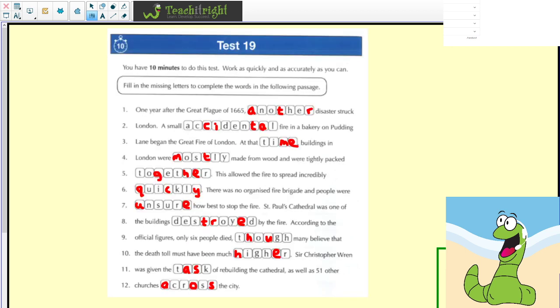So this is the last test. This is test 19, and you did have a passage here again which you had to fill in, all about the Great Fire of London. So again, hopefully you've managed to fill in all of those different words. So we just read this one through.